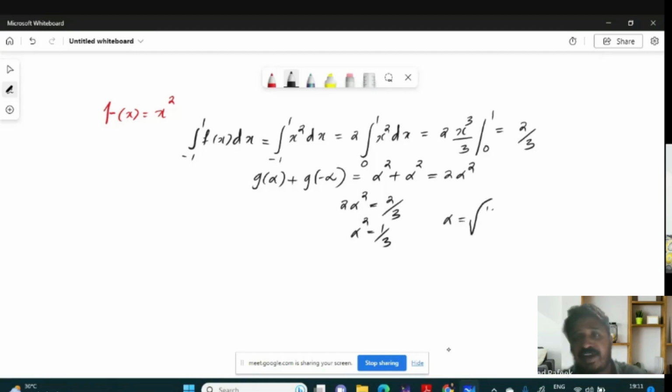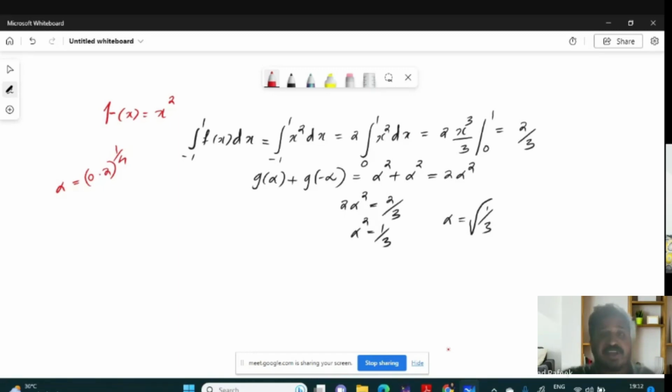But alpha is given as 0.2 all raised to 1 by 4. So wherever x square is there, that option is incorrect. The alpha they have given is 0.2 all raised to 1 by 4. We got here square root of 1 by 3. That is not equal. So option B is incorrect and option C is also incorrect, because there the x square term is there.